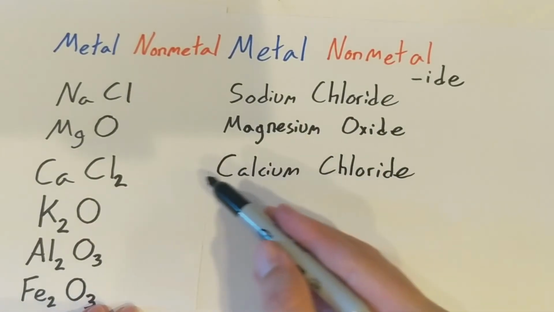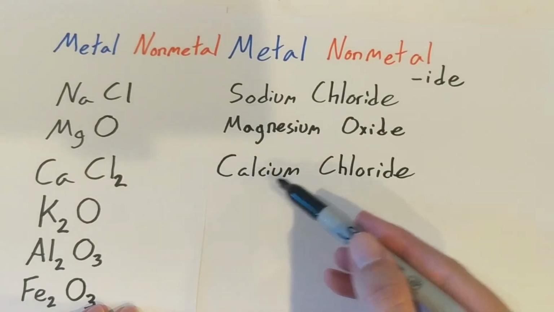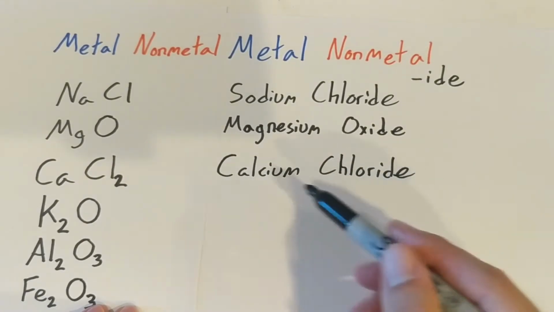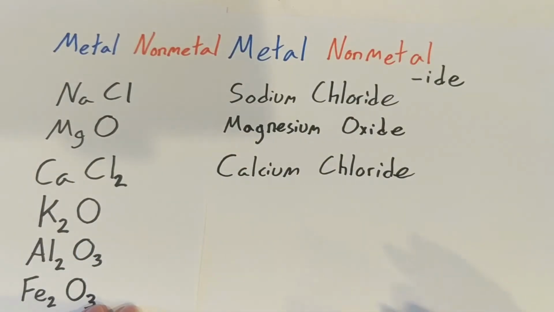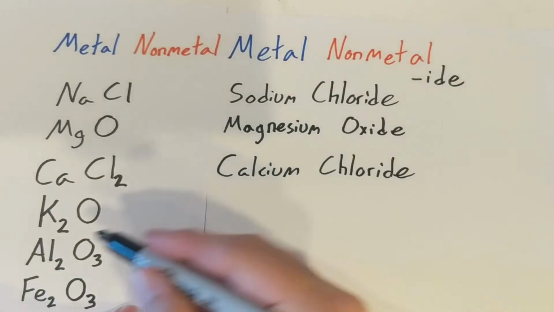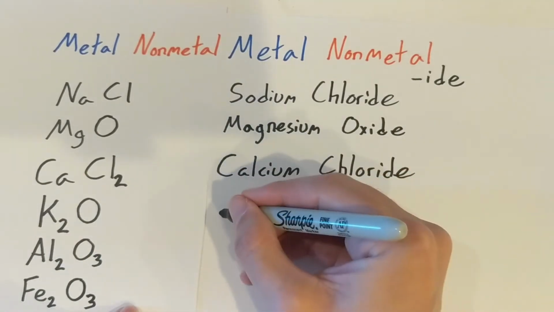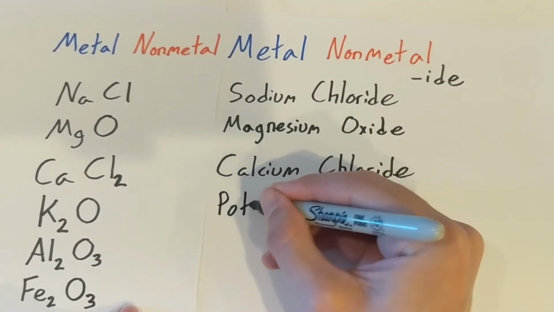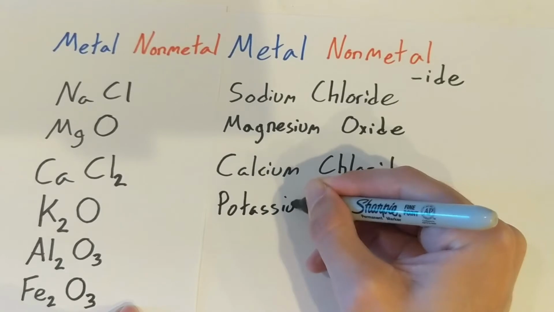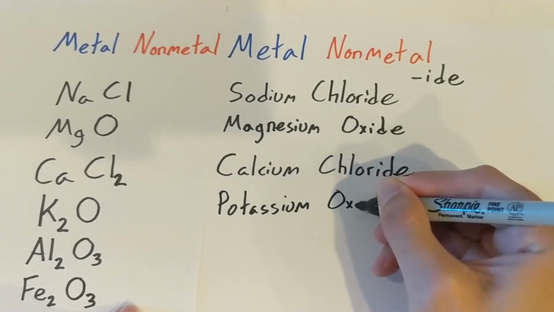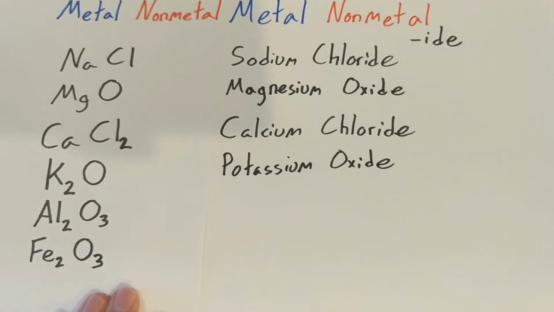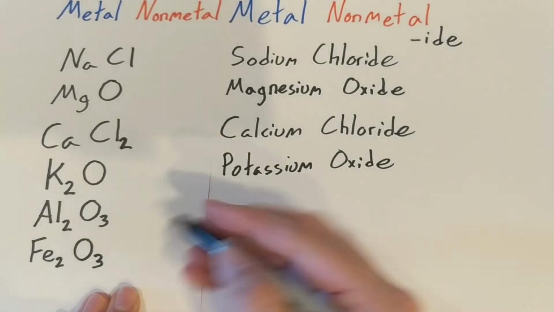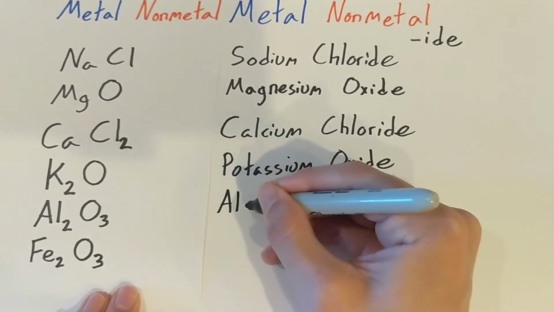And we would know, just because the charge is +2 on calcium and -1 on chloride, we would know when we wrote the formula unit down that it would look like this. For the next one, we got potassium oxide. And aluminum oxide.